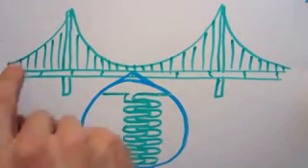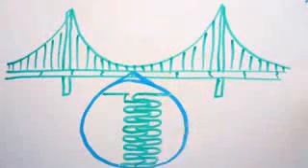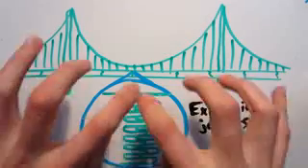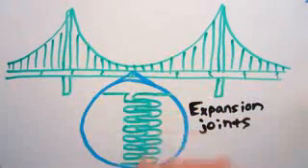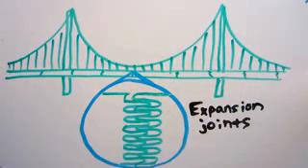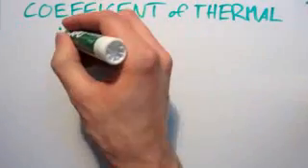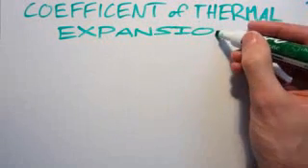You might have noticed driving over these sorts of finger gaps that are built into bridges. They're called expansion joints, and they allow the bridge to vary in length a little bit without buckling when the temperature changes. The degree to which a material will change size with temperature is called its coefficient of thermal expansion.